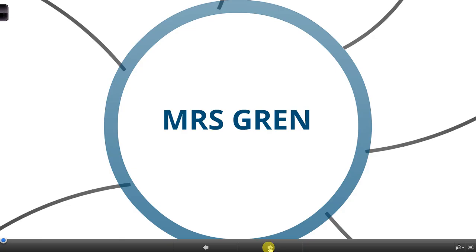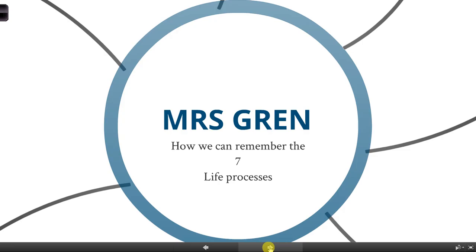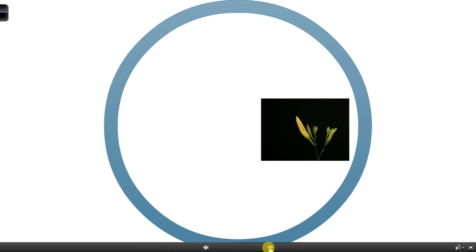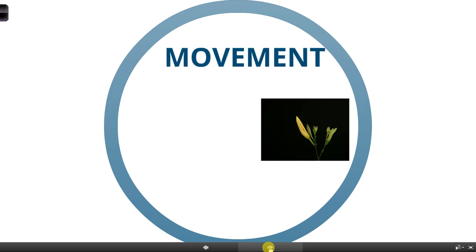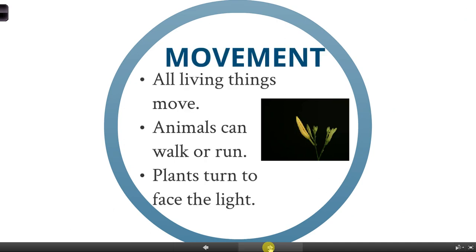So Mrs. Gren, what does each letter stand for? Well, let's kick it off. How can we remember the 7 life processes? Let's start with M. M is for movement. So living things, all living things move.